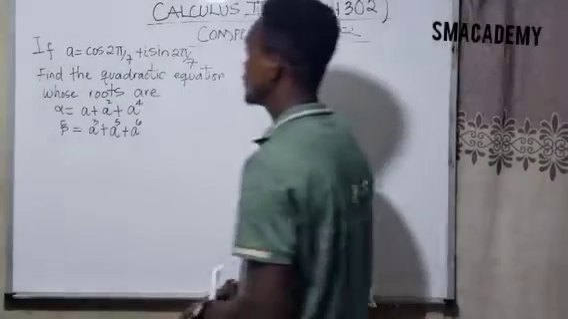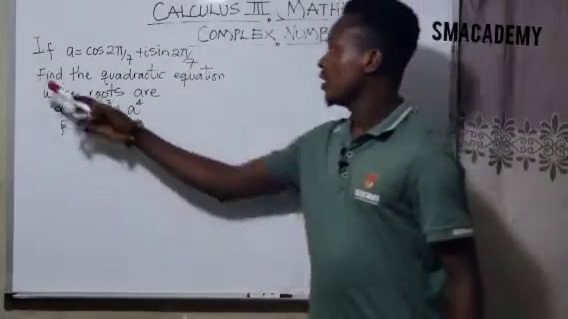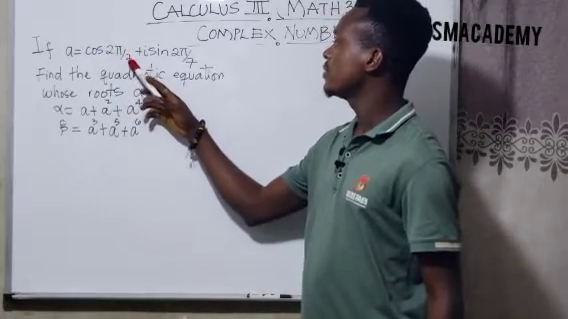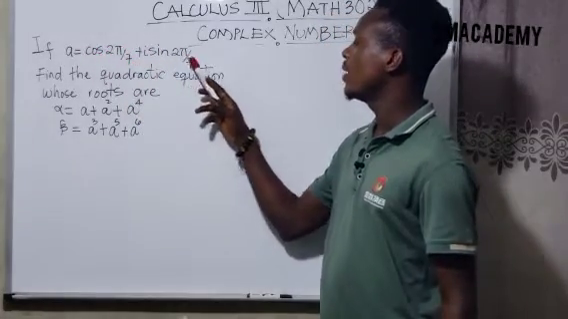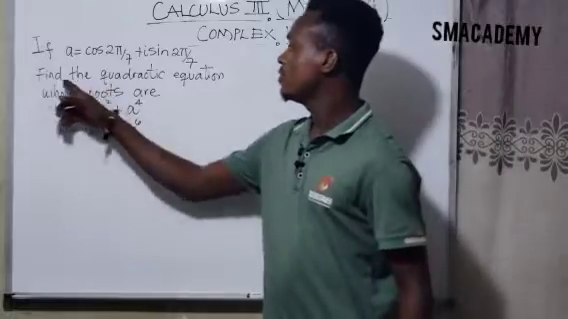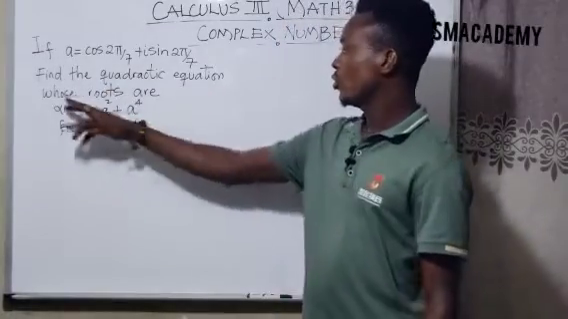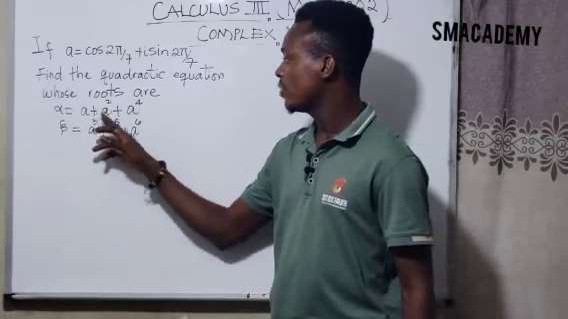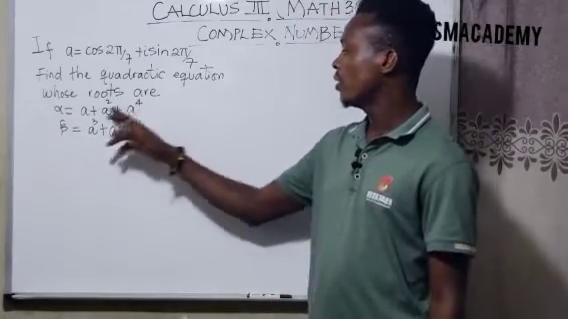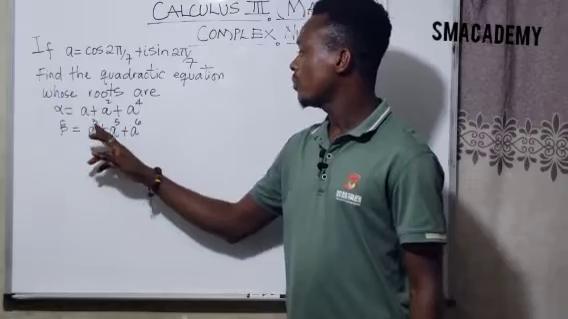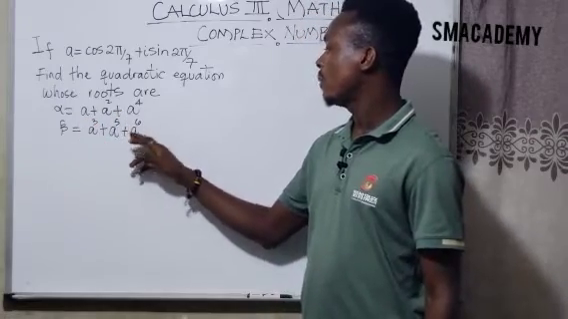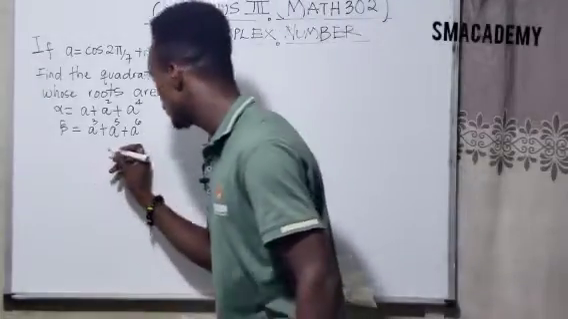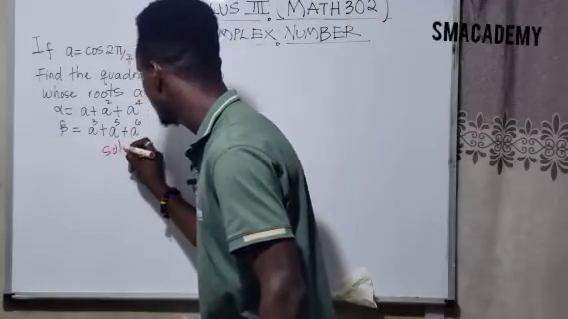We have this question that says: if a is equal to cos 2π/7 plus i sin 2π/7, find the quadratic equation whose roots are alpha equal a plus a squared plus a to the 4th power, and beta equal a cubed plus a to the 5th power plus a to the 6th power. So we take our solution to this.